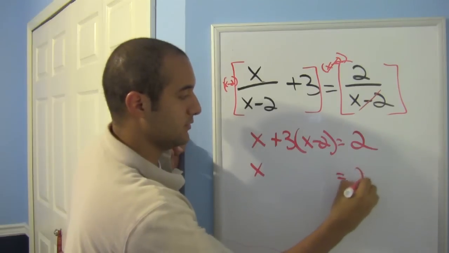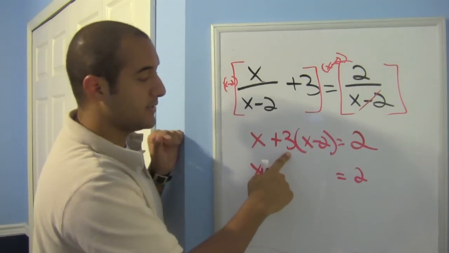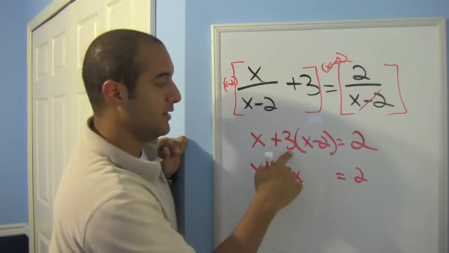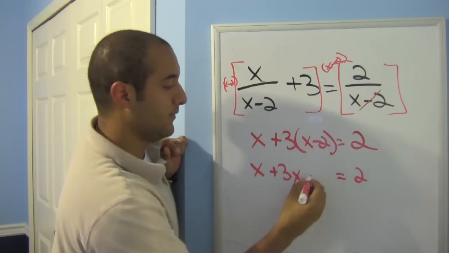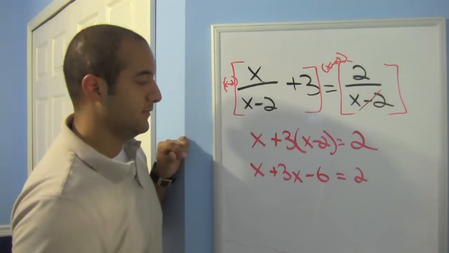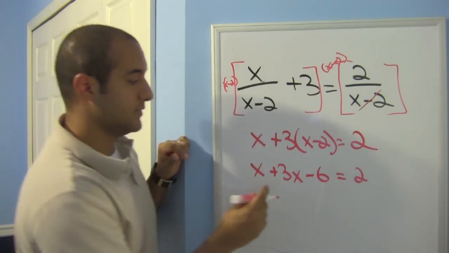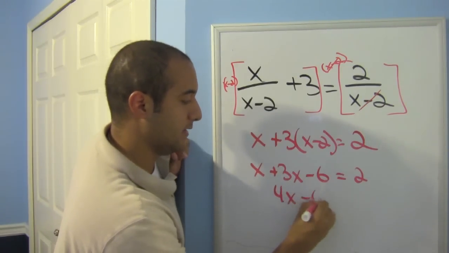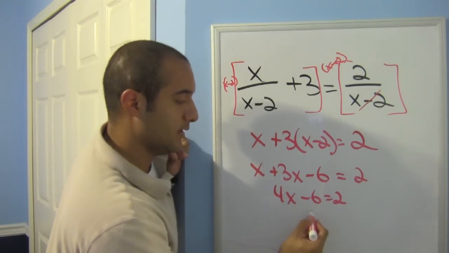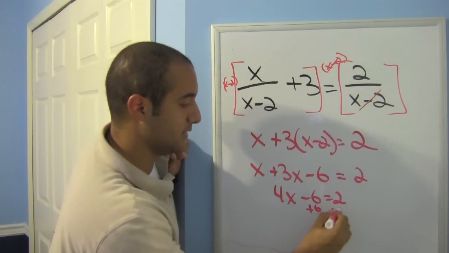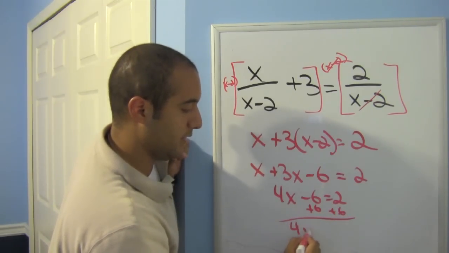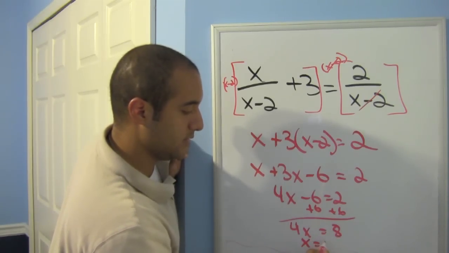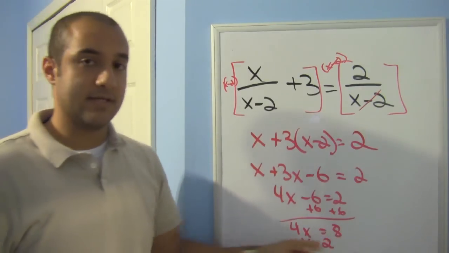X equals 2. I'm going to distribute this positive 3. So 3 times x is positive 3x. 3 times negative 2 is negative 6. I'm going to collect my like terms. So here I notice that I have 4x minus 6 equals 2. Get rid of the 6. So plus 6 plus 6. 4x equals 8. And last step, x equals 2. Because I divided both sides by 4.